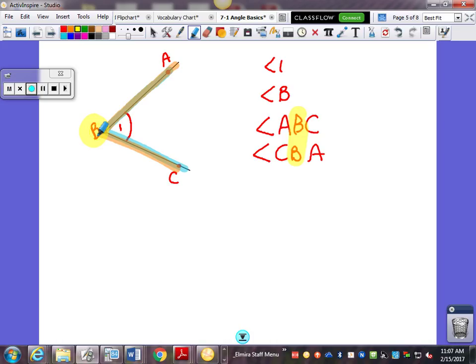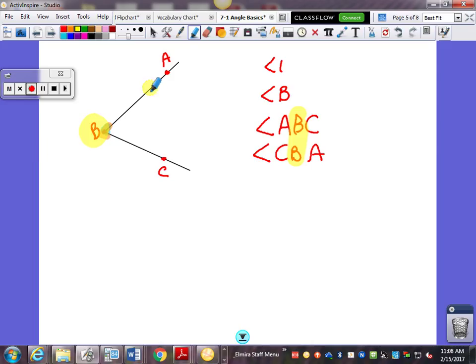Because if I trace out, I'm just going to erase the highlighting for the moment here, if I trace out CAB, that makes a different angle. So the order of the letters matters. The vertex has to be the middle. So here's why we absolutely need to have a 3-letter naming system.